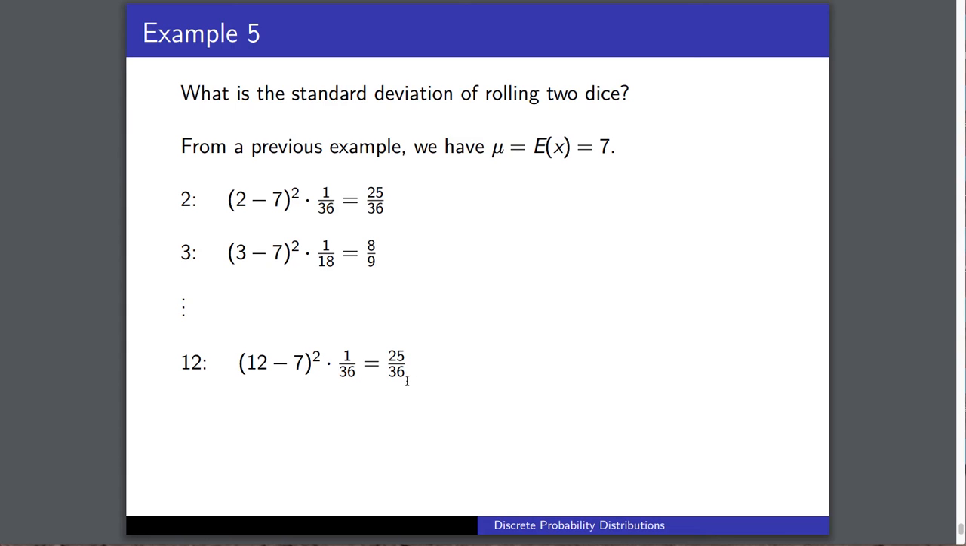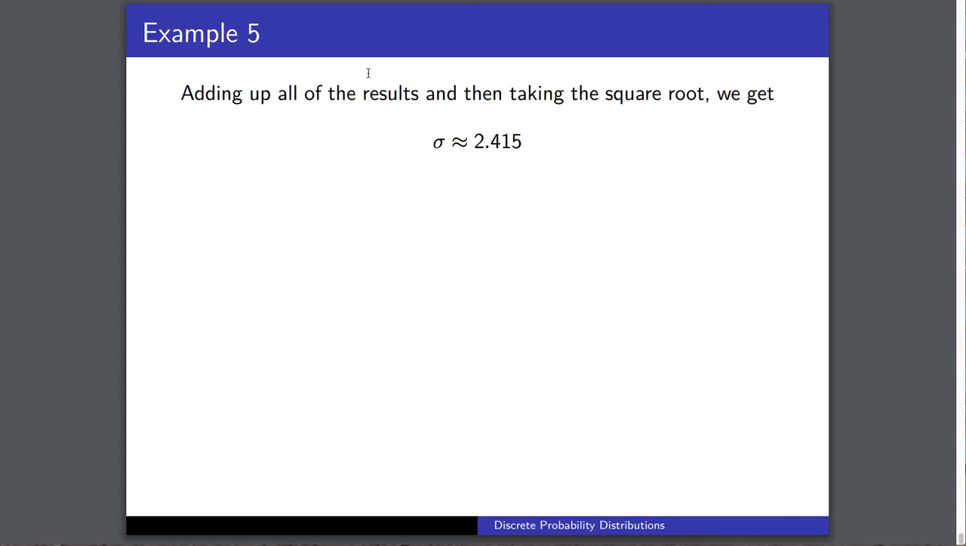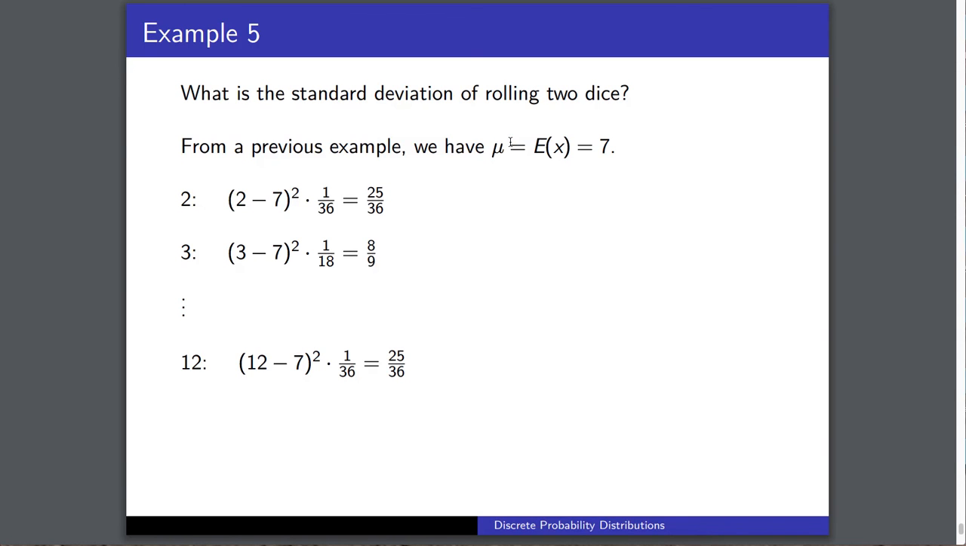And so our variance is, we're going to have to add up all these values from 2 through 12, all those different outcomes. And then for standard deviation, which is what we're looking for, we take the square root. So adding up all those results and then taking the square root, we get our standard deviation for rolling two dice as 2.415.